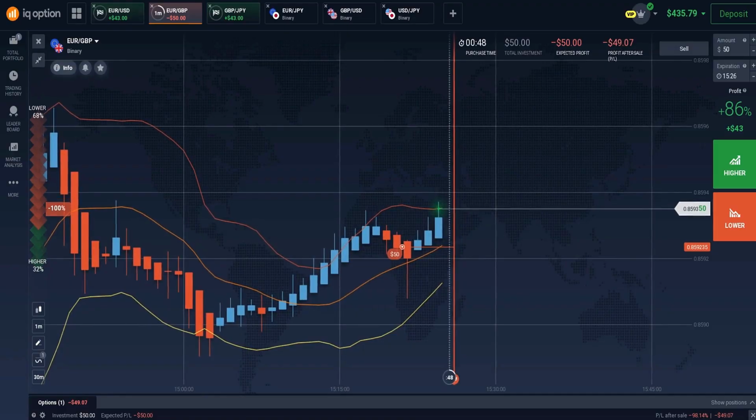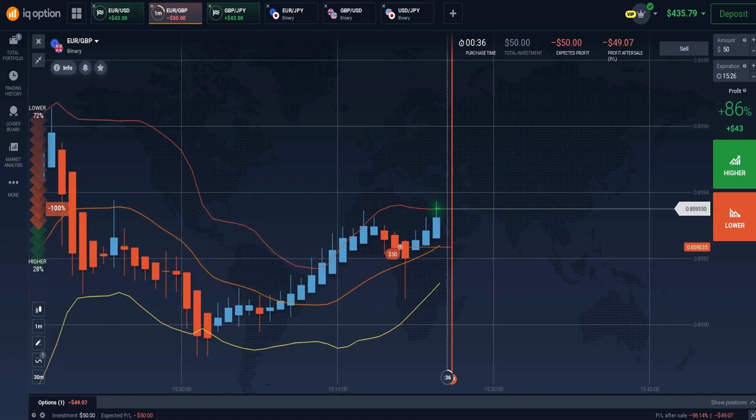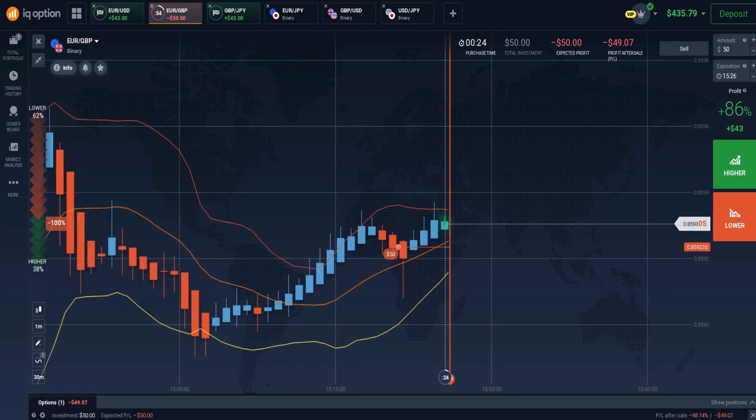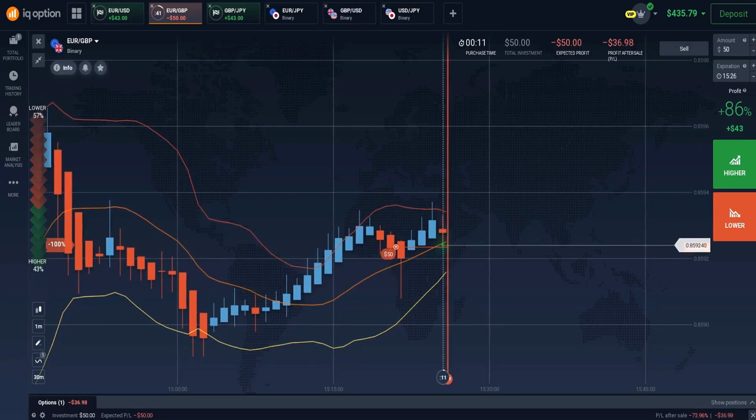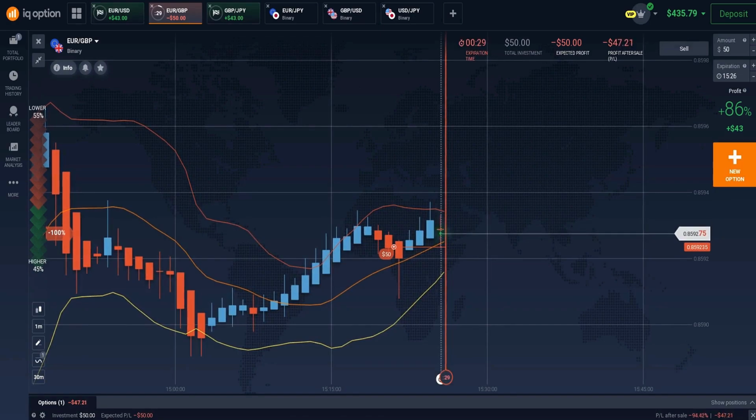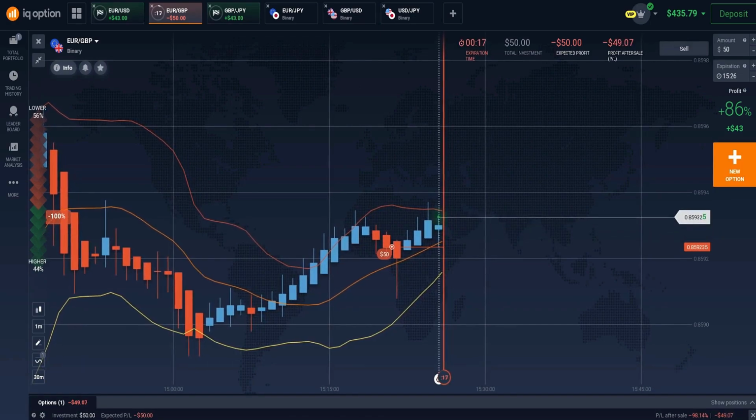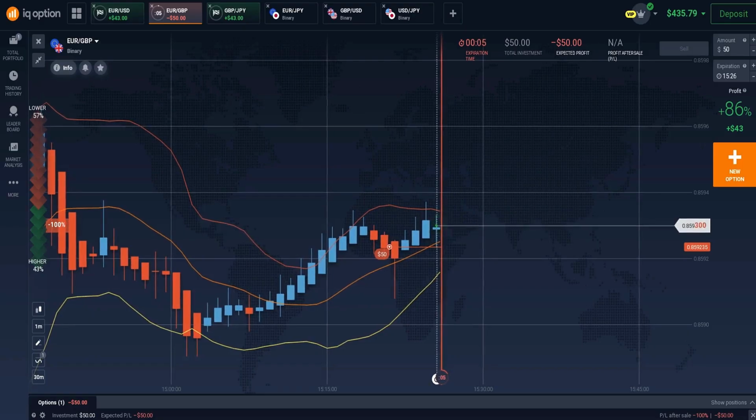If you're new to Heikin Ashi or Bollinger Bands, don't worry. Just rewind and go over the rules again. The more you understand, the better you'll trade. Stay with me. We're just moments away from seeing the result of this trade.